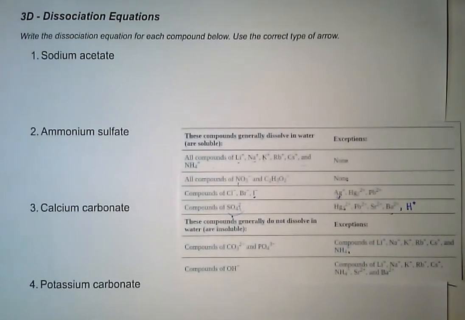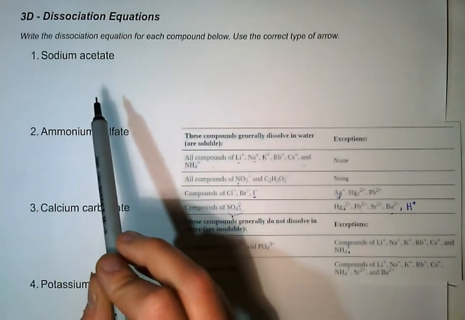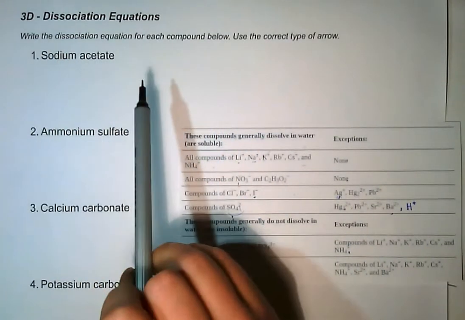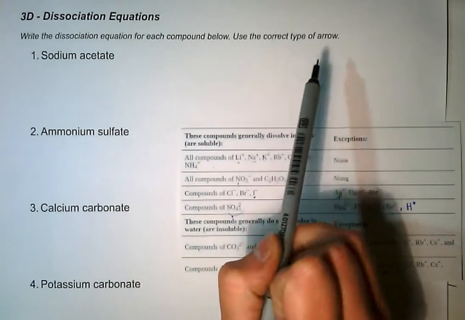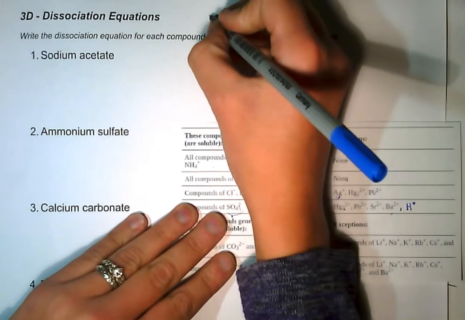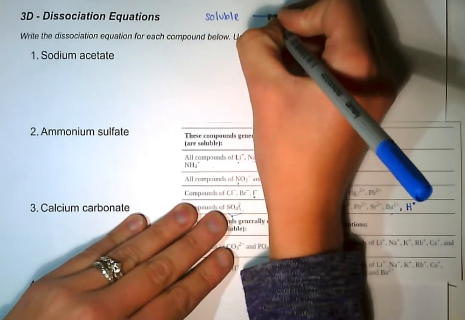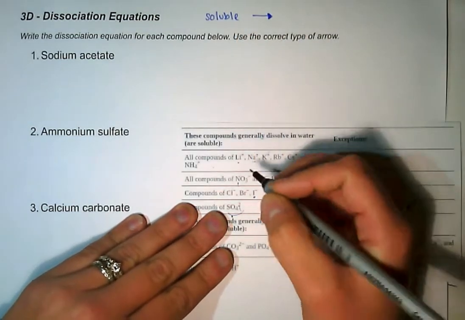In this video, we will look at activity 3D, which is on writing dissociation equations. We just need to write the dissociation equation and use the correct type of arrow. To recap, if a compound is very soluble in water, we use a single-sided arrow to show that the compound will remain dissolved.